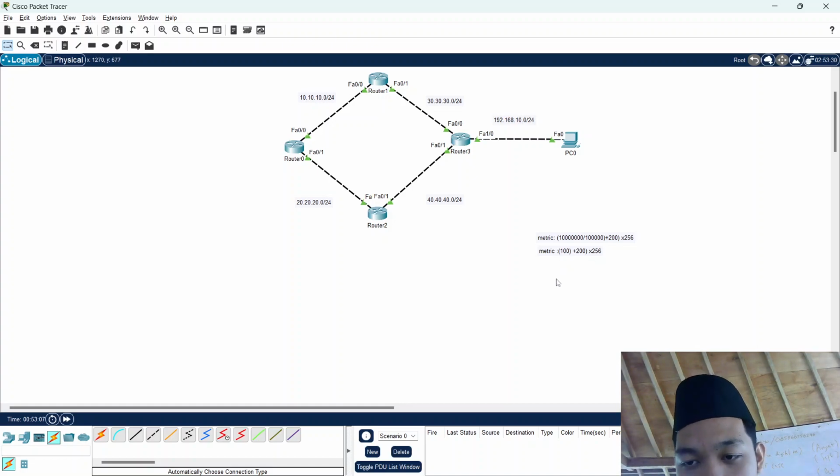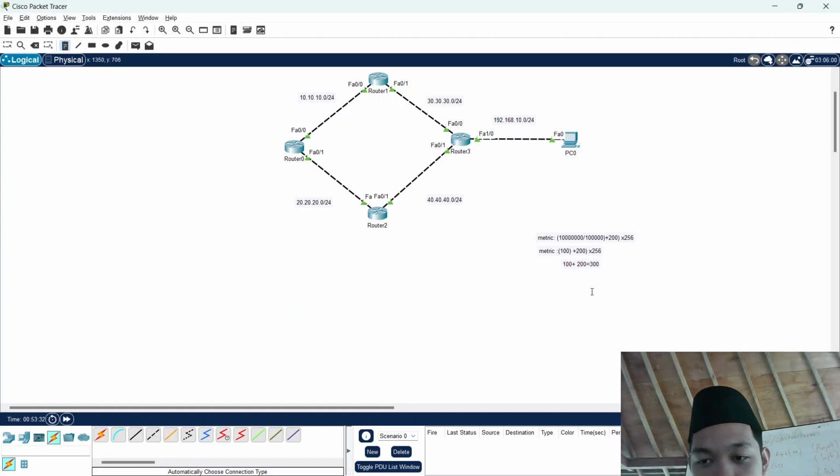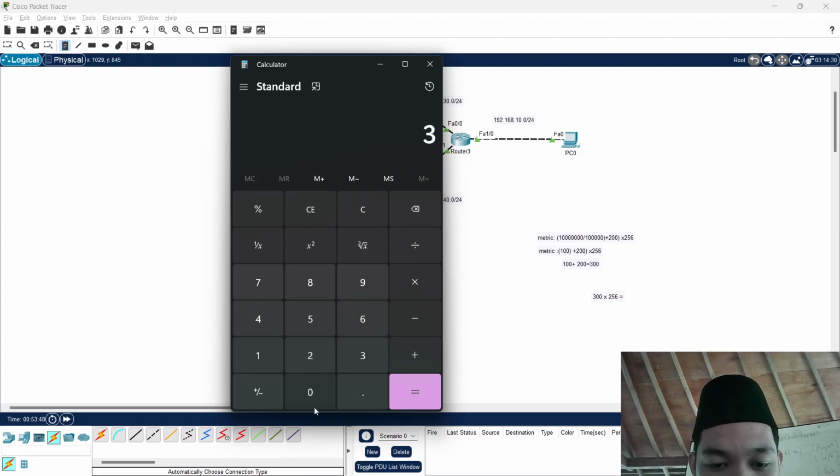Okay, and after this, 100 plus 200, and then plus 200, that is 300, and then after 300 you multiply by 256, and then 3 times 256, and then 300 times 256.